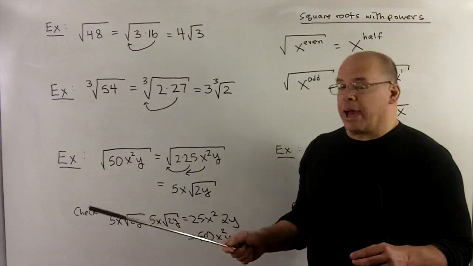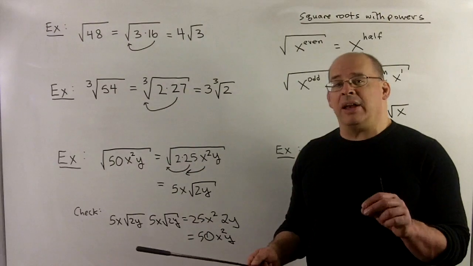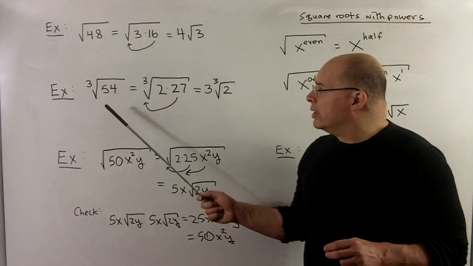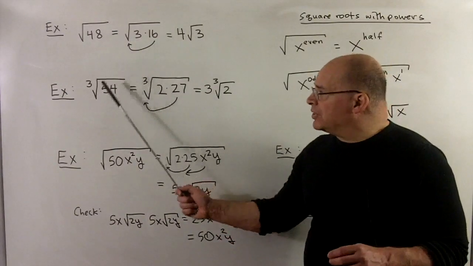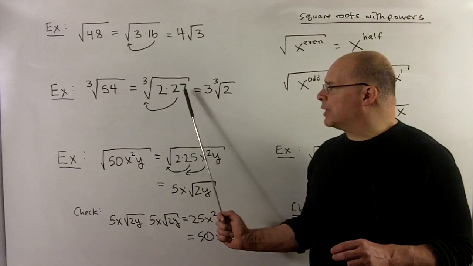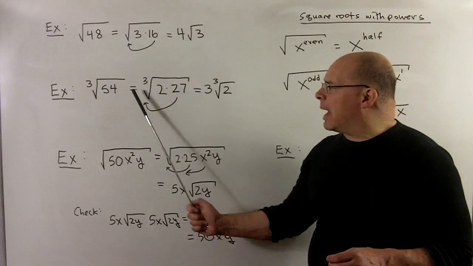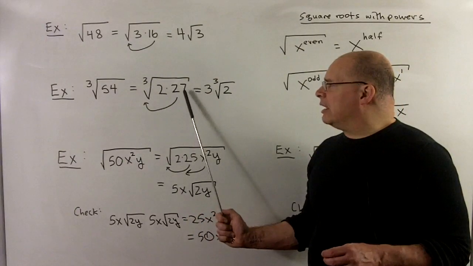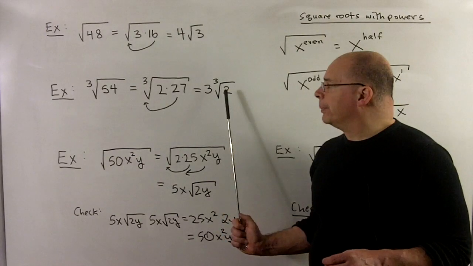For a cube root example, here we don't pull out squares. I want to pull out instead third powers. So for instance, if I had the cube root of 54, the biggest cube that goes into 54 is going to be 27. Okay, 2 times 27. And again, all we'll do, the 27 is going to come out by its cube root. So that's going to give me 3, and then what's left over is cube root of 2.